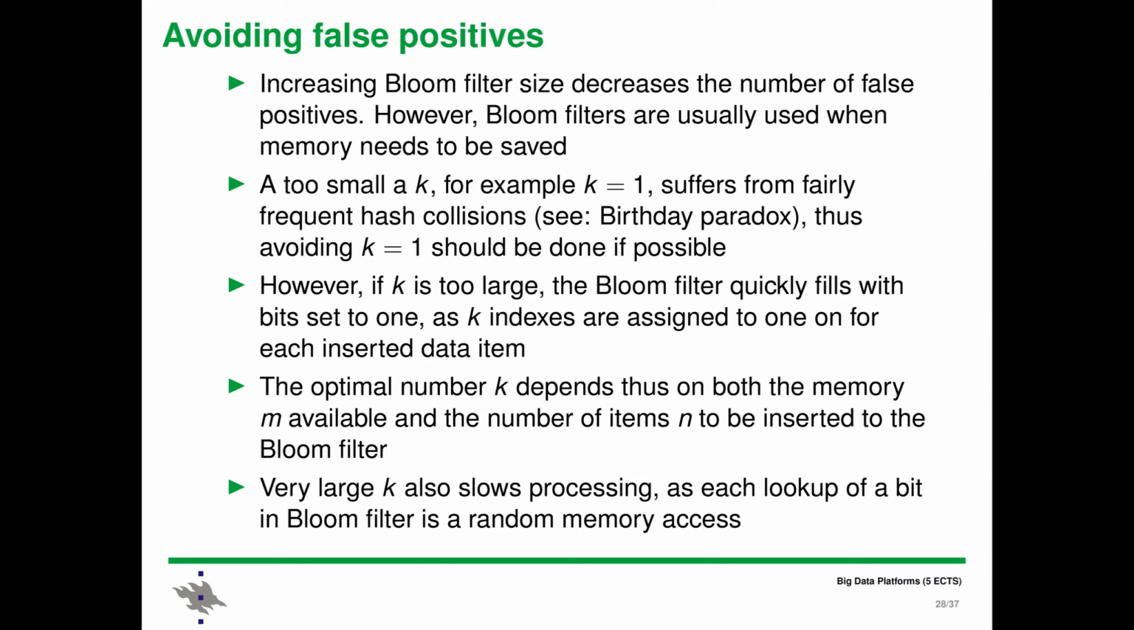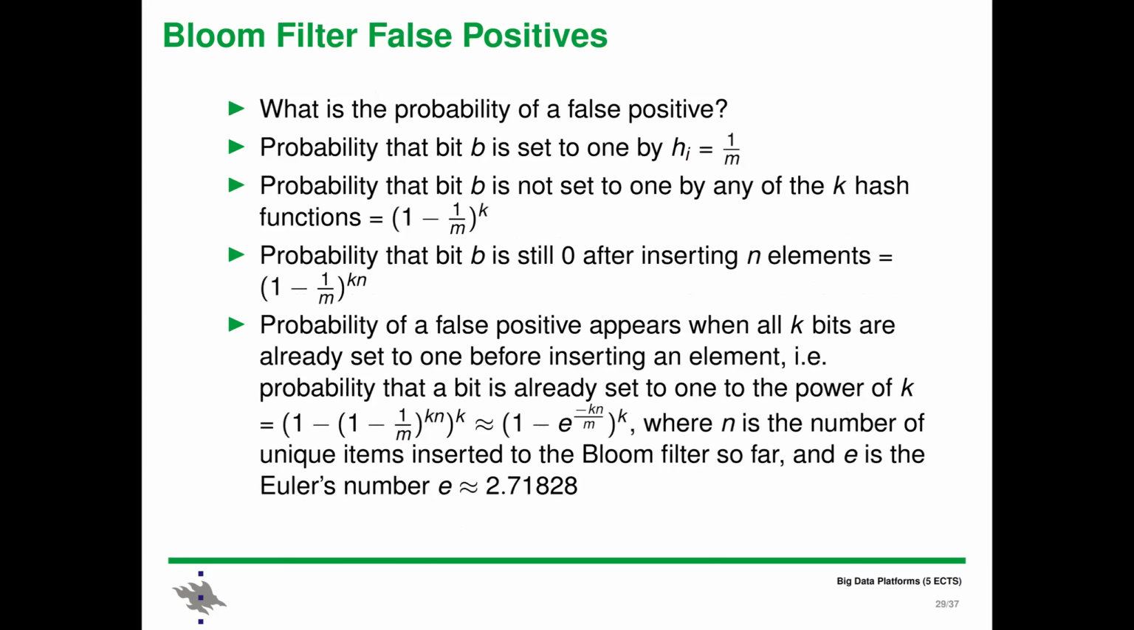A very large k also slows down processing, as each lookup of a bit of a Bloom filter is a random memory access. Especially if you have a really large Bloom filter, those memory accesses might be out of the cache of your processor. So that is a consideration as well. If you make k really large, the Bloom filter becomes really slow, and that you don't want to do.